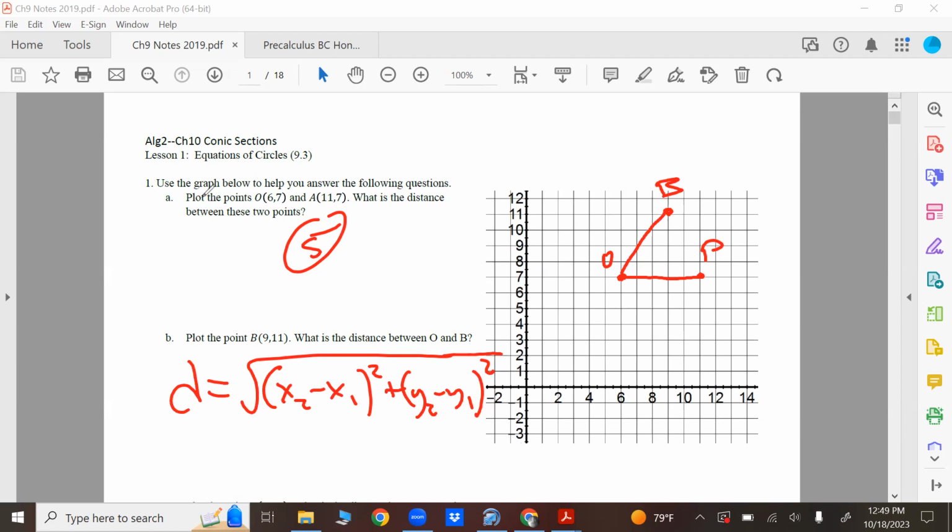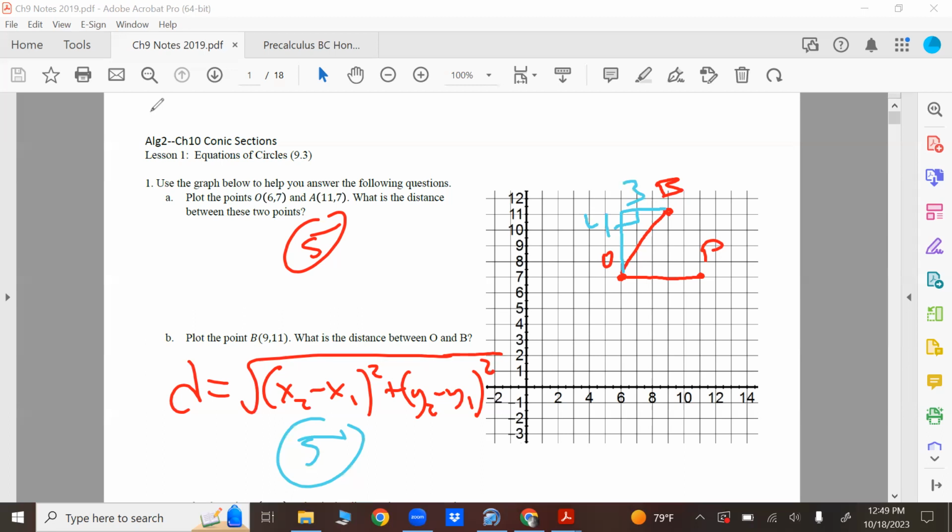Personally, I would just draw a right triangle, draw the legs. What are the lengths of the legs here? So clearly that's going to be 5. Okay, so not too bad, pretty easy, right? Okay, now let's see where we're going with this. Oh yeah, good job. You totally got it.